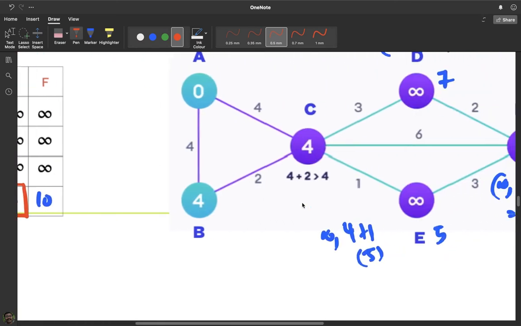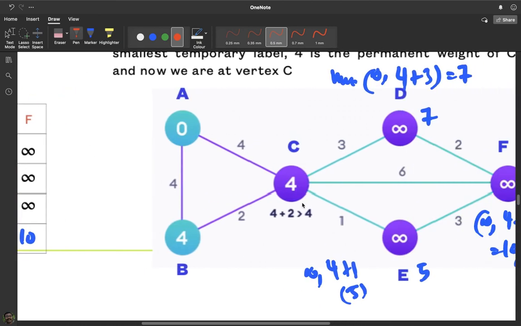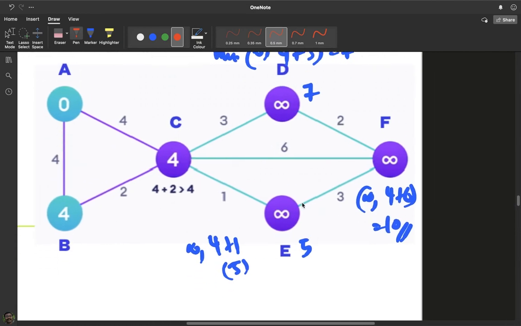Once you are at E, you have to look at the neighbor of E. There is only one neighbor of E, that is F. So let us try to improve the weight of F now. What will be the weight of F now? Already the weight of F is 10. So it will be the minimum of 10 or weight of E, which is 5 plus 3. So it will be minimum of 10 comma 8, which is 8.